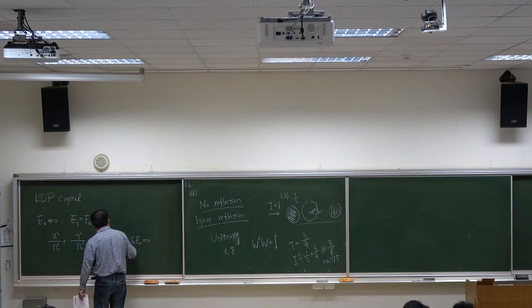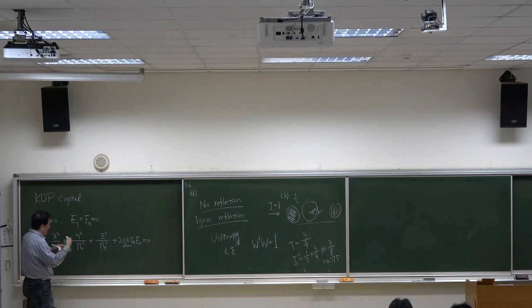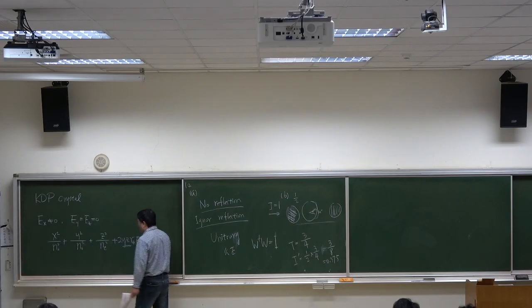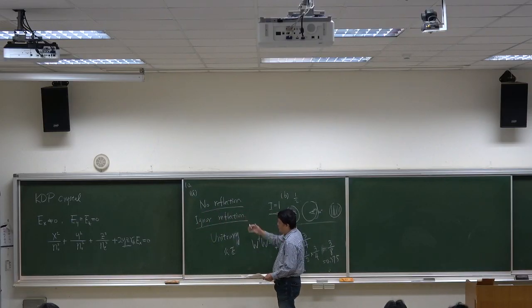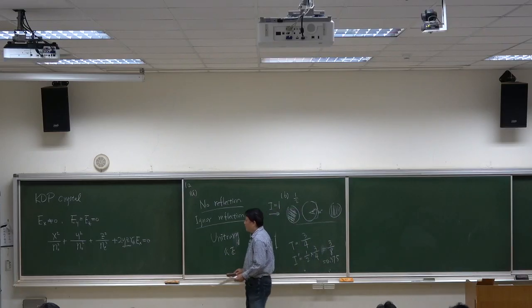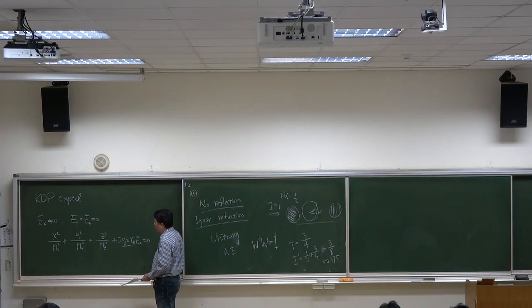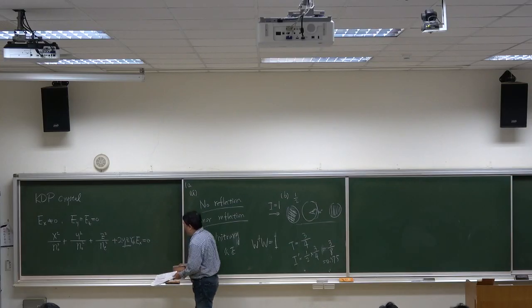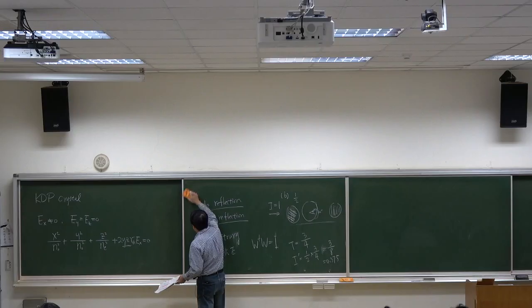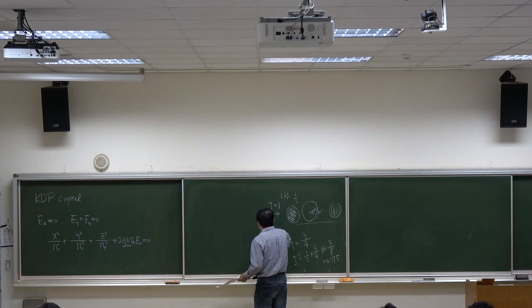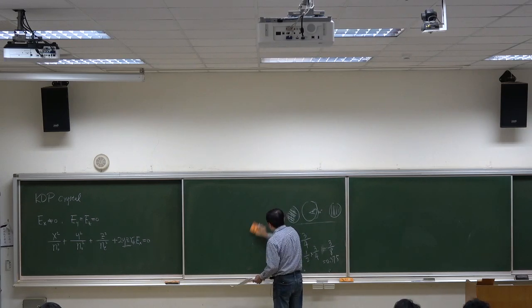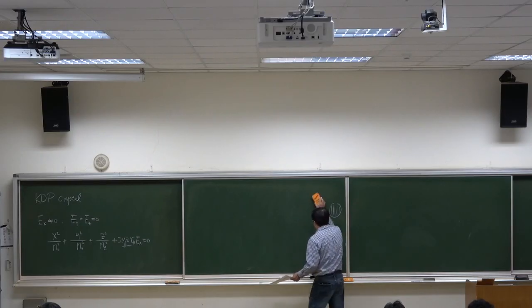We have this cross term to mix y and z, and the coefficients of y squared and z squared are not the same. So it is not as easy as before, where we could simply rotate 45 degrees to decouple this equation. Now we need to rotate by some angle, but we don't know what angle it is. So we need to solve for this angle to decouple the y and z terms.